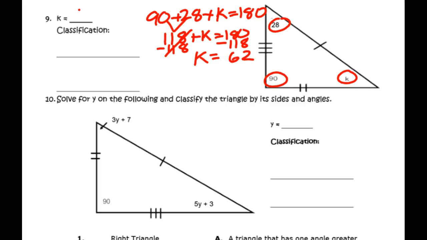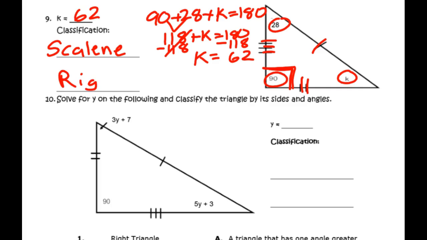Alright, so that's K. Now you got to look at these sides. Each side has a different tick mark on it. So that means all three sides are different, so we call that scalene. And I look at the angles. I've got two acute angles, but I've got one that is right. So that's going to be called a right triangle. So this is a scalene right triangle.